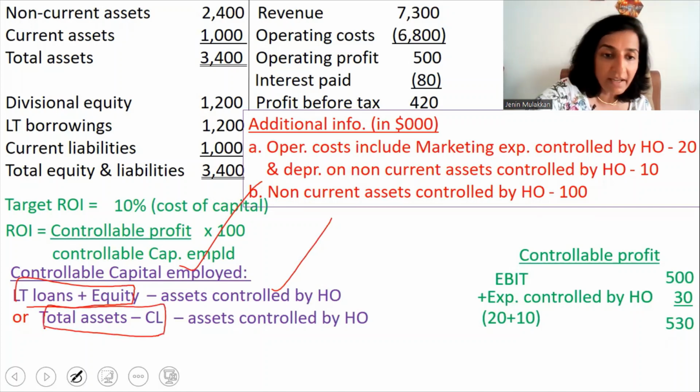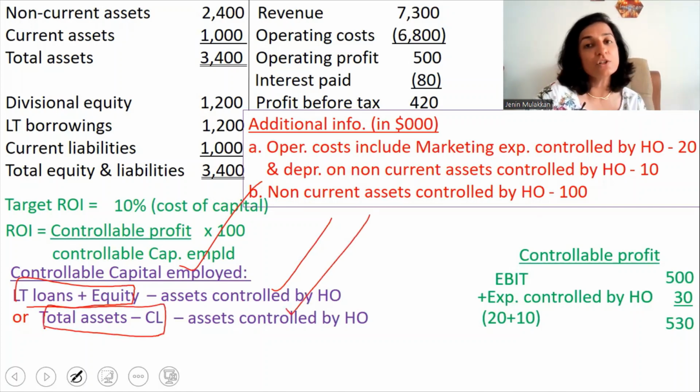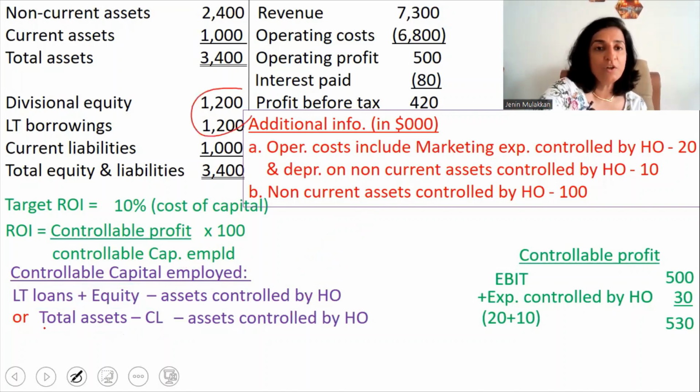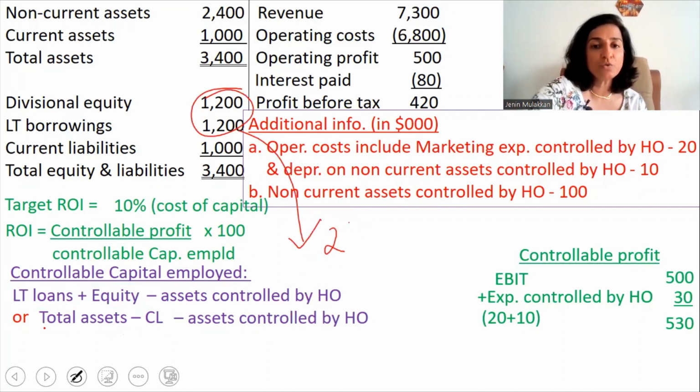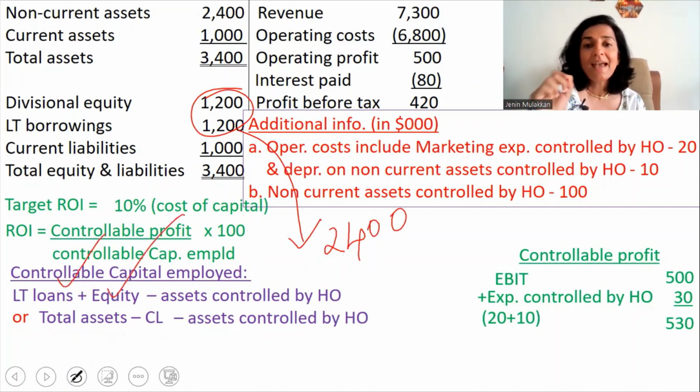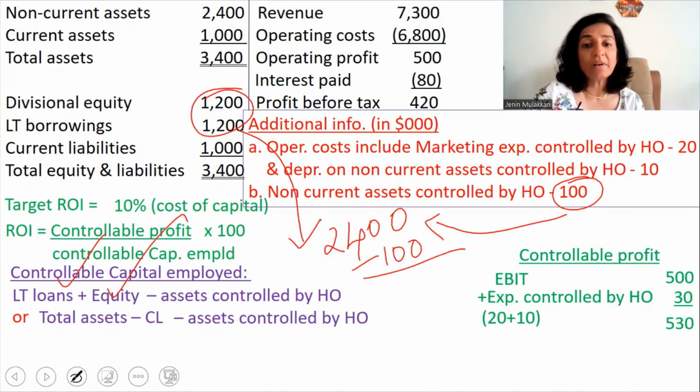But the only thing is, again, you have to reduce the assets controlled by head office. So we know the capital employed was 2,400. That is nothing but the long-term loans plus the equity. And the non-current assets controlled by head office is 100. So 2,400 minus 100, you will get the controllable capital employed as 2,300.